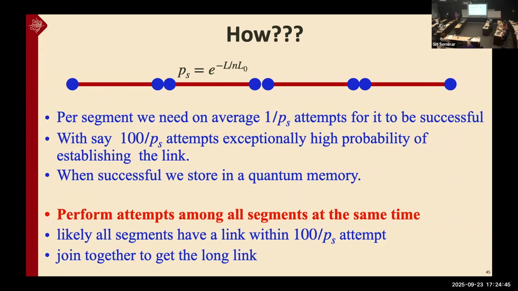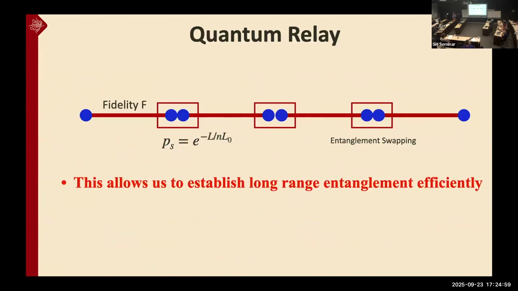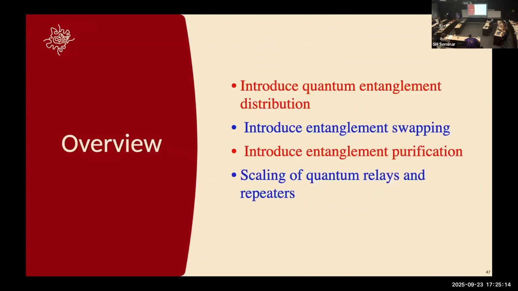And then once they've all succeeded, we join them together, you get your entangled pair you can use for teleportation. That is the basis behind long distance quantum communication. It is that simple. Now the reality is how we make all the components work together. That's kind of the overview. We now need to start drilling down into all of these components.